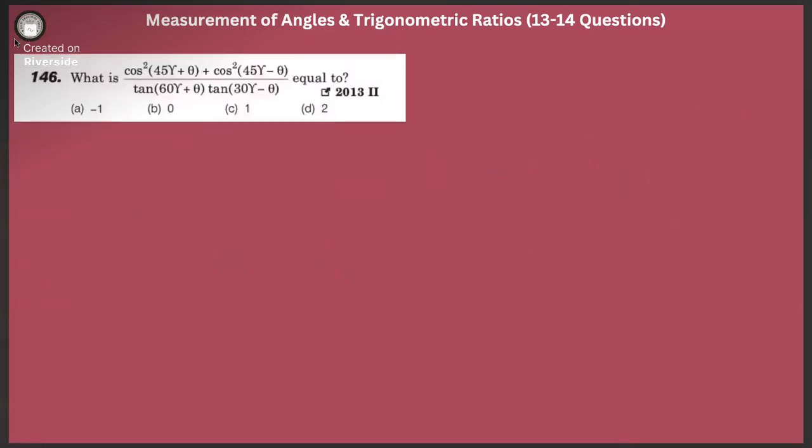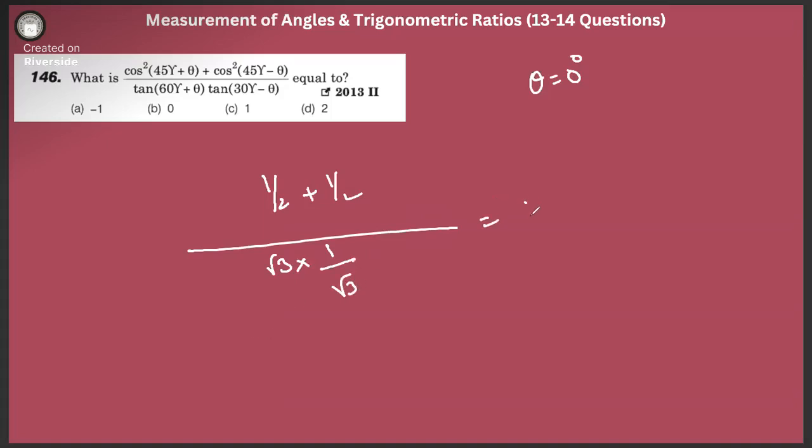All right. This particular one. Do we have any problem if we put theta is equal to 0? No, sir. No problem. Cos square 45. Cos 45 is 1 by root 2. 1 by root 2 square is 1 by 2. Right. And again, cos square half, half. Okay, tan 60 is root 3. Like this, we will get 1. Right? Yes.